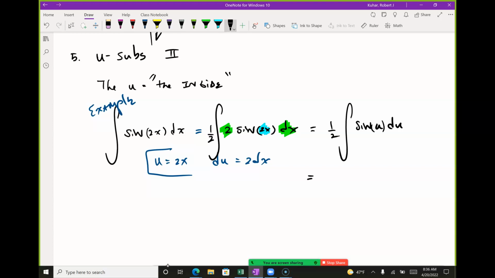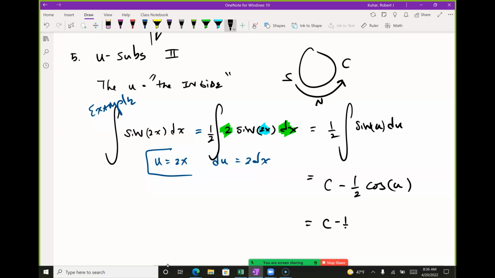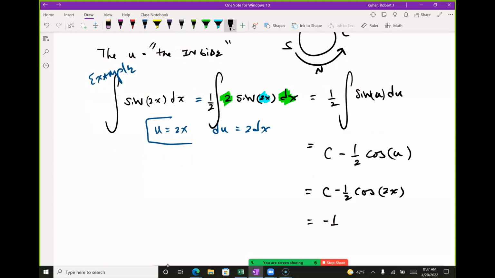But this is now level 1, right? I know the antiderivative of sine. Antiderivative of sine is what? Cosine. Good. So I get 1/2 times the negative cos of u plus c, because I carry the negative for antiderivatives. I just reordered them. And I know u is 2x. So c minus 1/2 cos of 2x. And is it wrong to write minus 1/2 cos of 2x plus c? No. You could do either one.